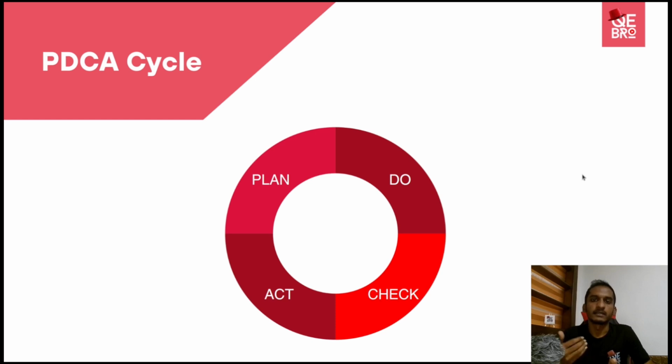Likewise, we can continue with our process. Every time one cycle ends, we take the feedback and apply those changes to the next cycle. Likewise, we can improve every time. With time, we can improve and progress in future. So this is the PDCA cycle. I hope now it's more clear.